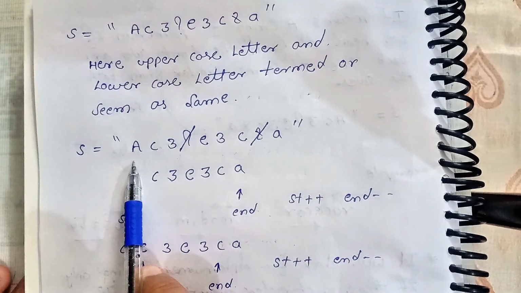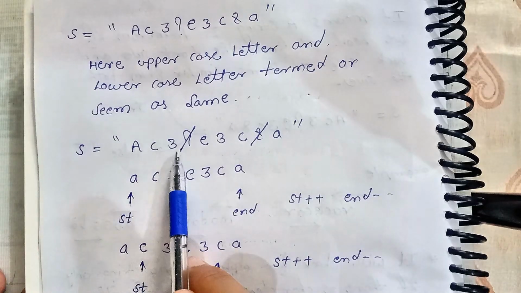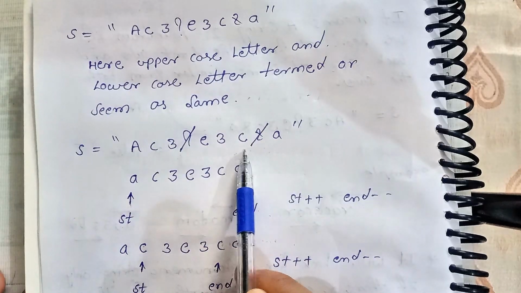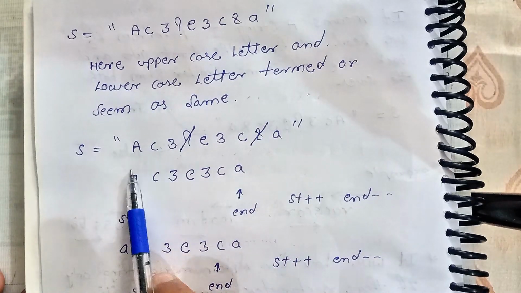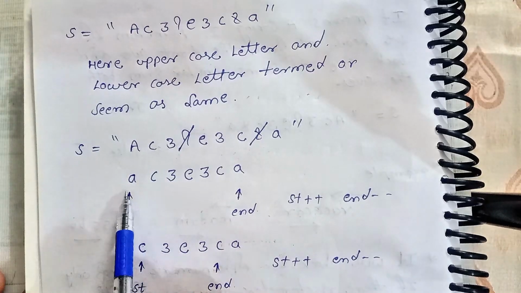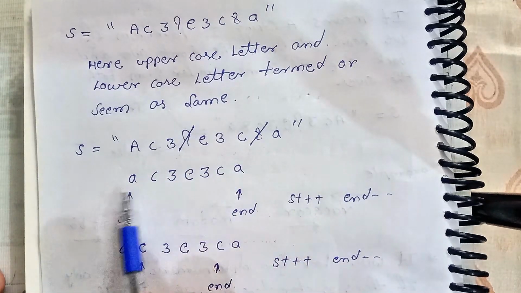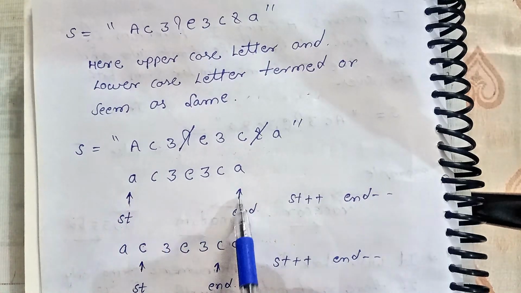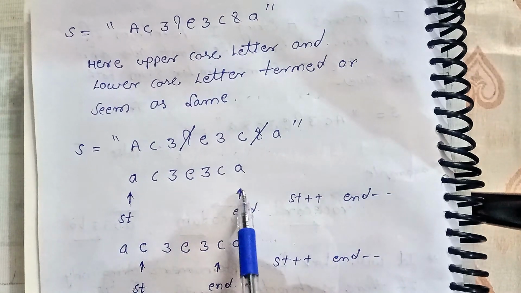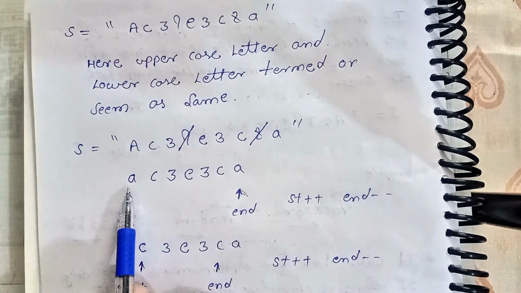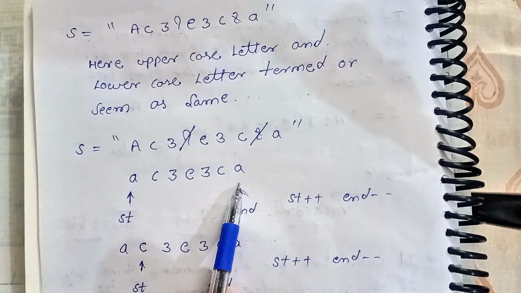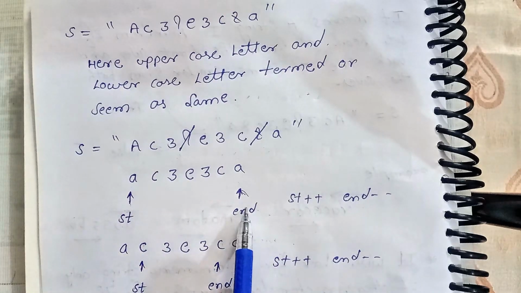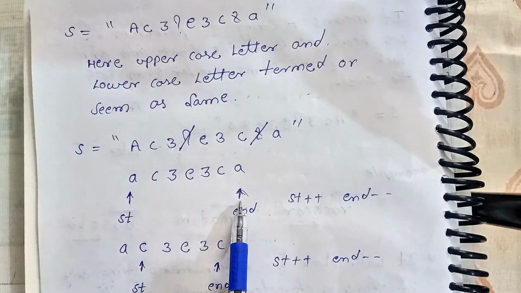So here is the dry run of the example: AC3?E3C&A. These two characters are ignored. After that, this will be converted from capital to small. So here is the other string out of this string: AC3E3CA. Here we start from the starting pointer and here from the ending pointer. First we will check these two. If these two are similar, then we will move forward from the front side and decrement the value from the back side.